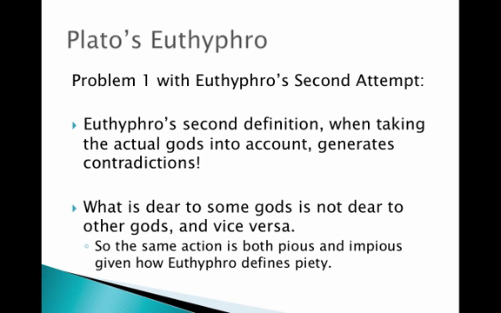He finds several problems with Euthyphro's second attempt, but we'll just look at one, and then we'll wrap up this lesson. So Euthyphro's second definition, when taking the actual Athenian gods into account, generates contradictions. Because what was dear to some gods was not dear to other gods, and vice versa. But if that's the case, then the same action would be both pious and impious, given how Euthyphro's defined piety. So, sounds like Euthyphro's definition isn't that successful.